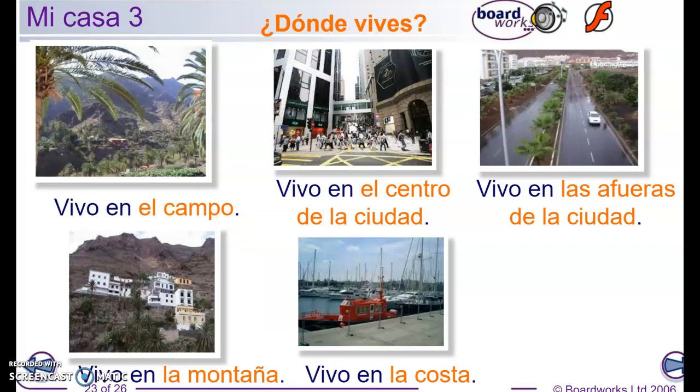To add more details, we could describe more specifically. Vivo en el campo, I live in the countryside. Vivo en el centro de la ciudad, I live in the city centre. Vivo en las afueras de la ciudad. Afueras means outskirts. Vivo en la montaña, I live in the mountain. You can also use the plural, las montañas, for the mountains. Vivo en las montañas. And then vivo en la costa, I live on the coast.